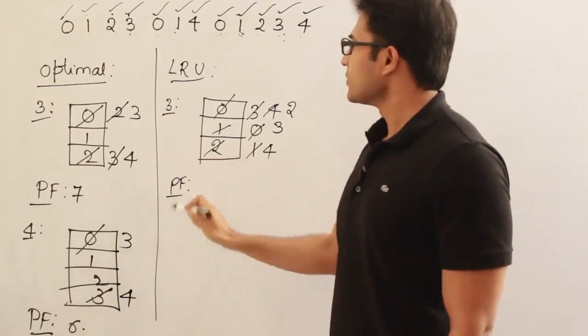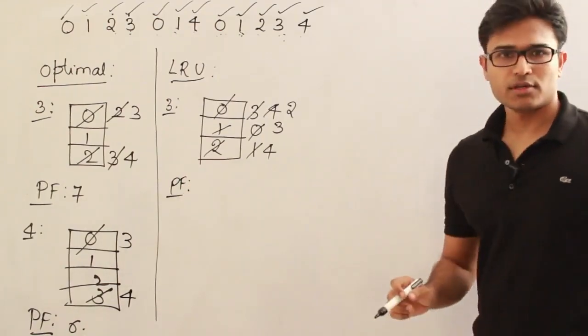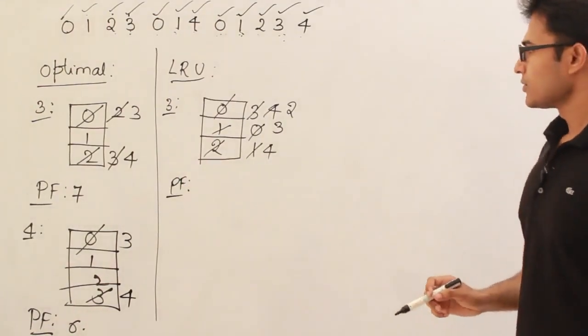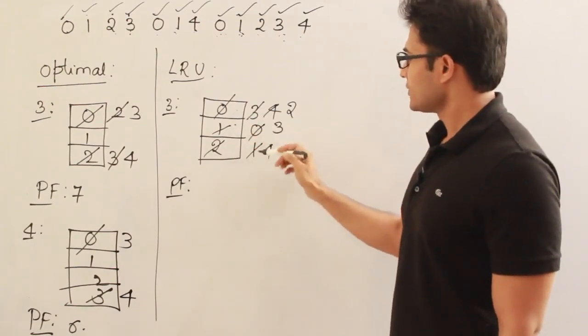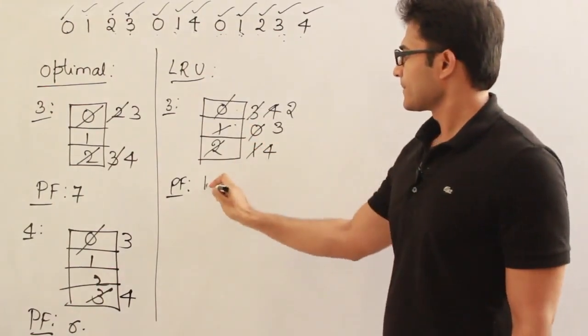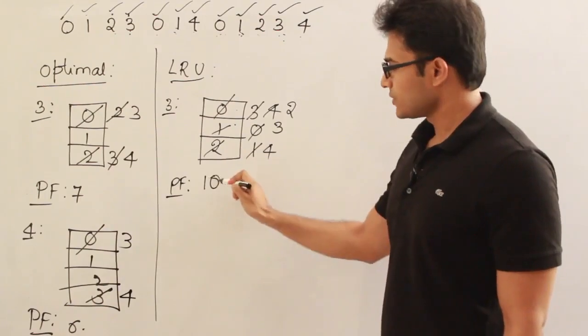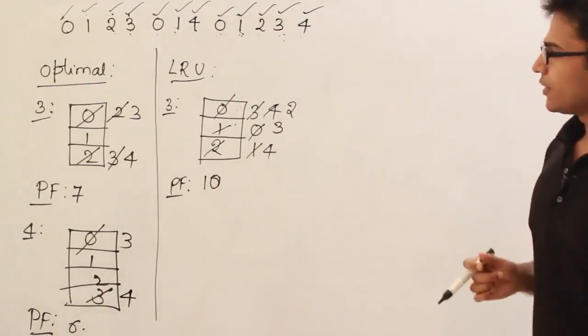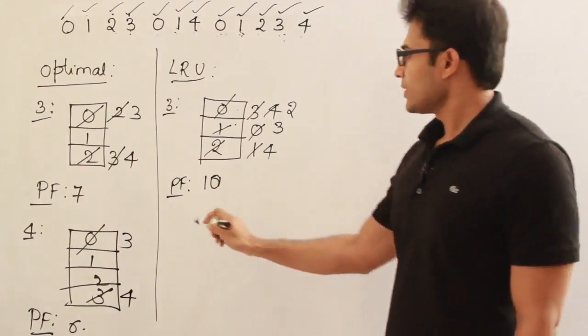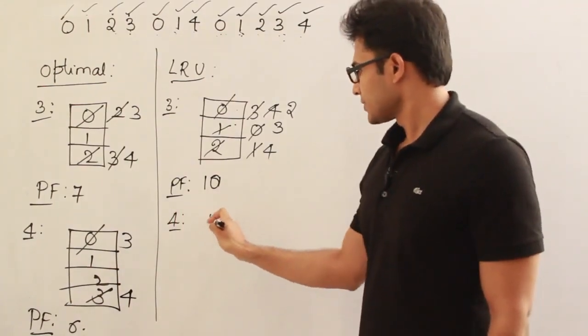So how many page faults did we get here? Whatever algorithm it is, there have to be 5 page faults because there are 5 different pages, isn't it? So what about the other thing? 1, 2, 3, 4, 5, 6, 7, 8, 9, 10. So the number of page faults in LRU using 3 frames is 10. Now let's use 4 frames and see what happens.